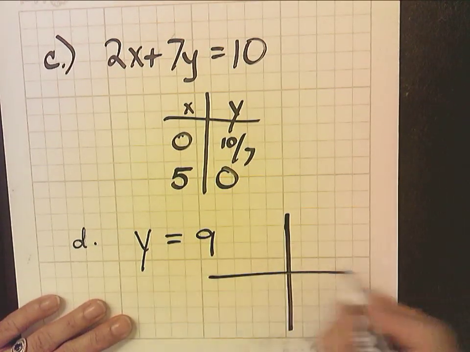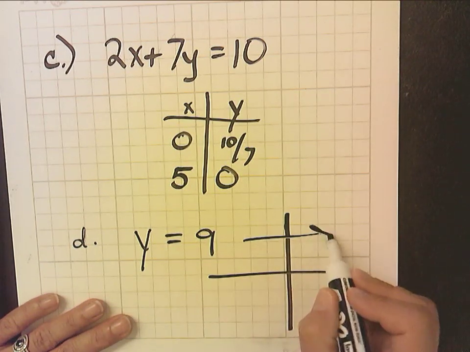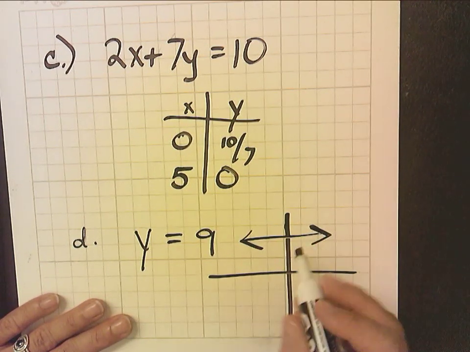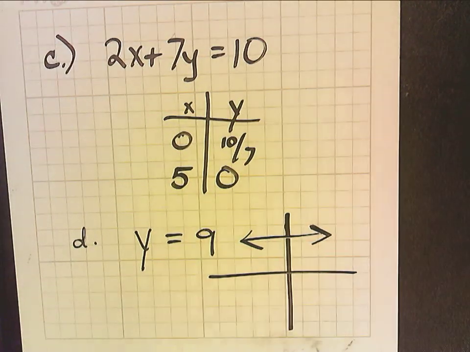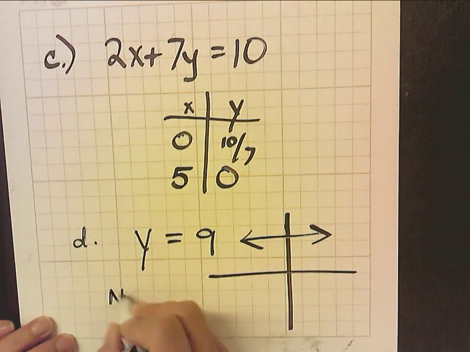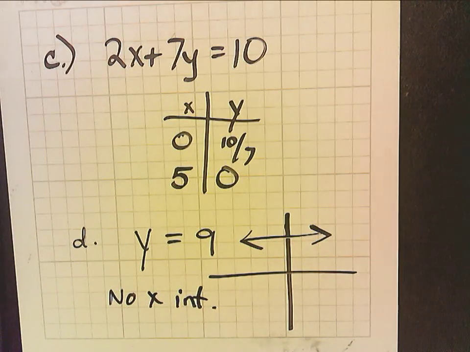Well, I know this is a horizontal line. It's going to look just like this. My y-intercept will be 9. Will there be an x-intercept? No, there won't be. So you just say no x-intercept, because if it's parallel to the x-axis, it will never cross it.